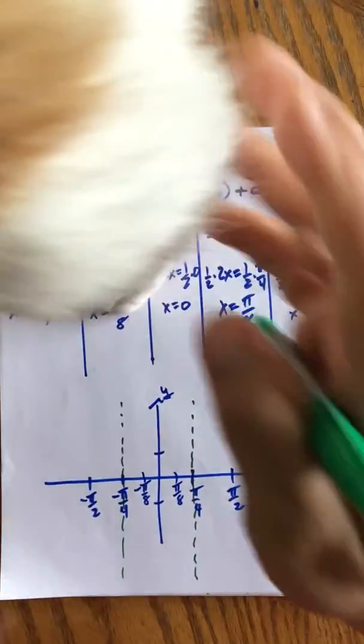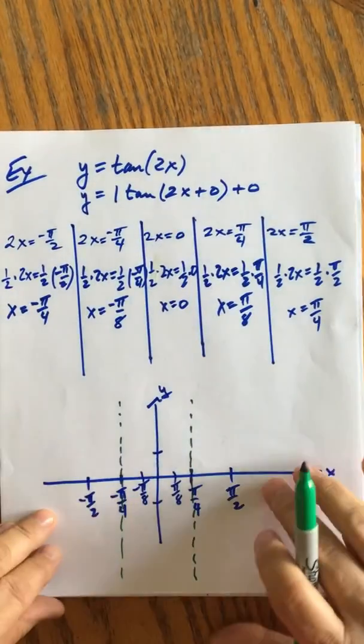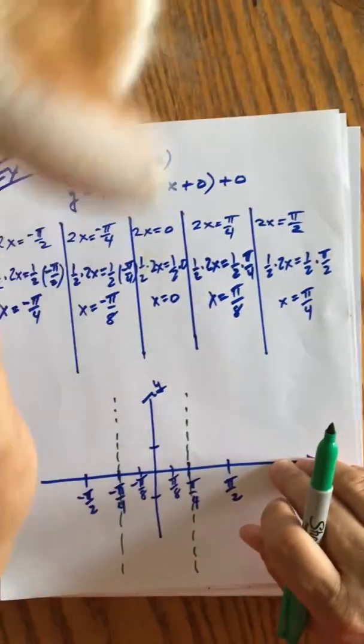Okay. And then I know that at negative pi over 8, it's going to behave as if it's, whoop, I got my cat here helping us out. Let me get him out of the way. Oops. Oh, no, sorry, baby.